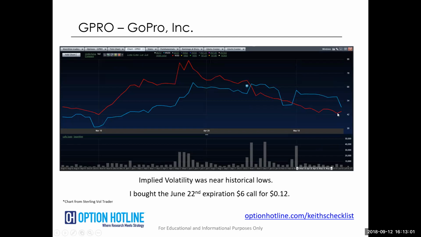This is a huge discount. So I bought the June 22nd $6 calls for 12 cents. Now note that if we just got to that previous high, the $6-ish level, the previous resistance, this doesn't necessarily work. But if we blow through that, I get some really nice potential payout here.